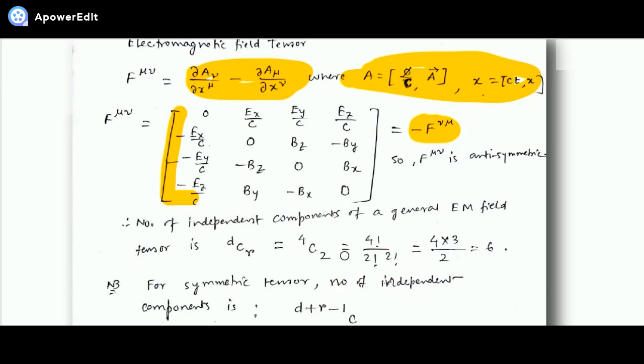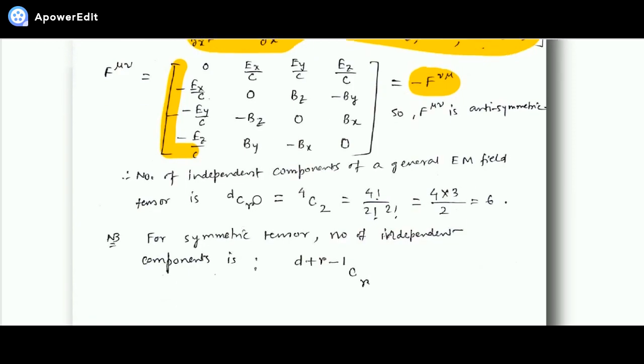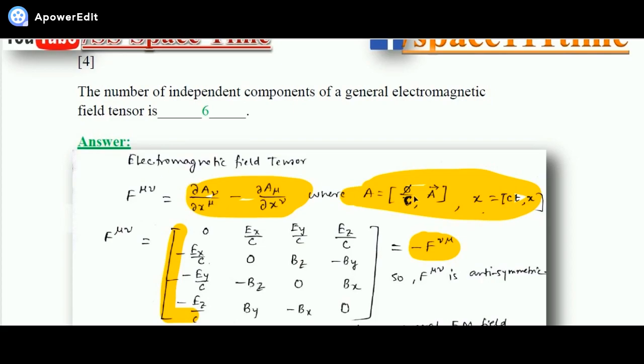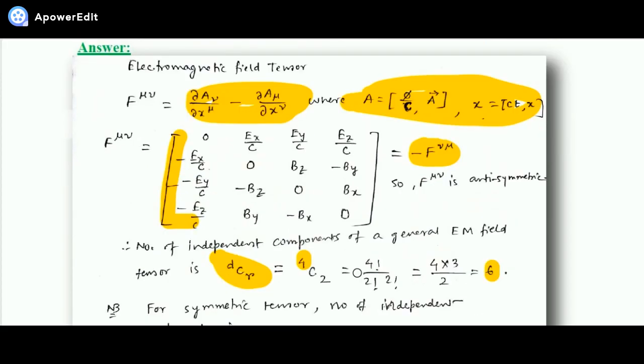Now for an antisymmetric tensor, the number of independent components is given by DCR, where D is the dimension and R is the rank of the tensor. For any n cross n matrix, the rank is 2, and the dimension, as you can see, is 4 by 4, so the dimension is 4. So 4C2 becomes 6. The number of independent components is 6.